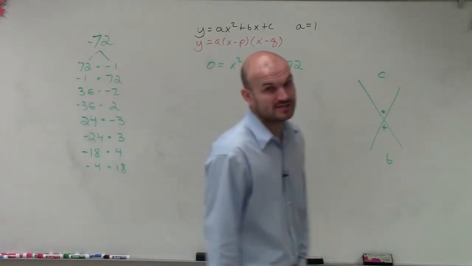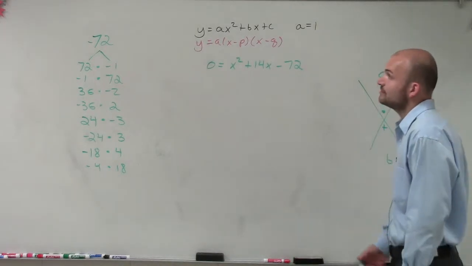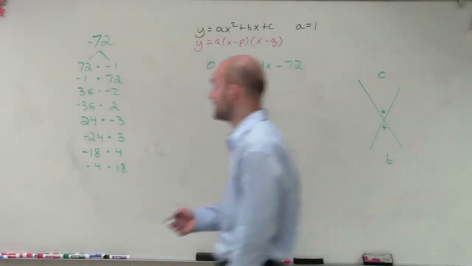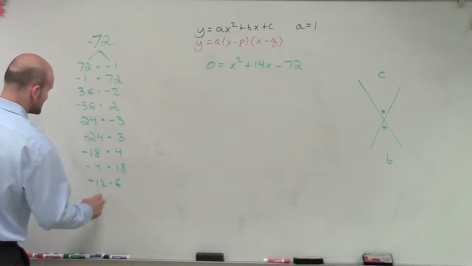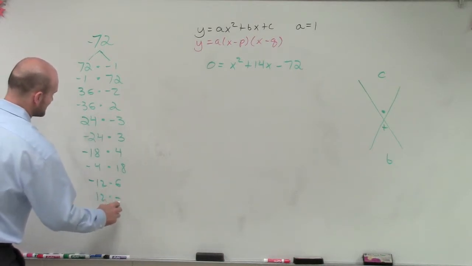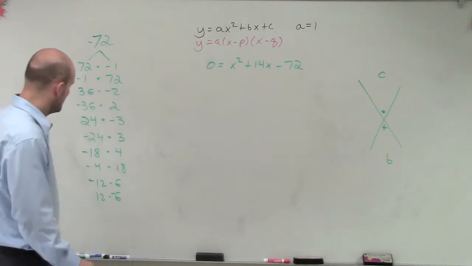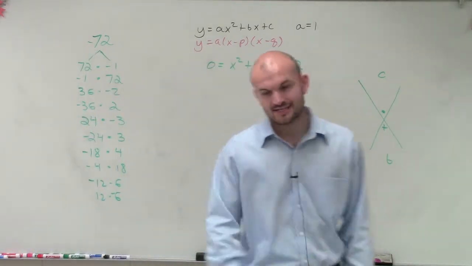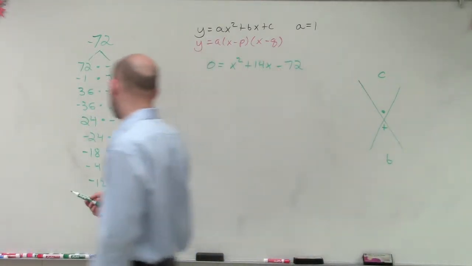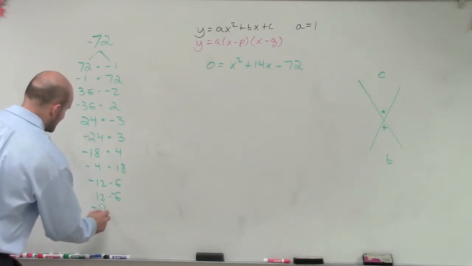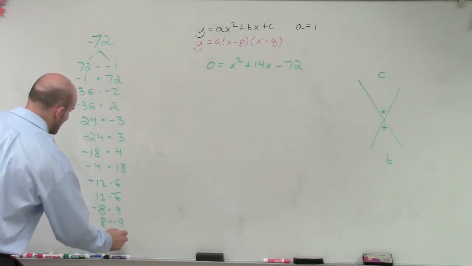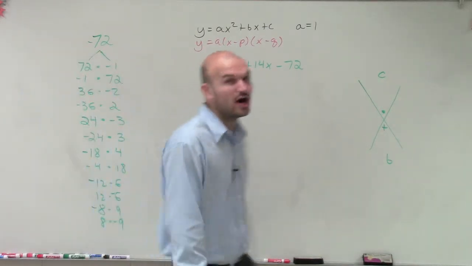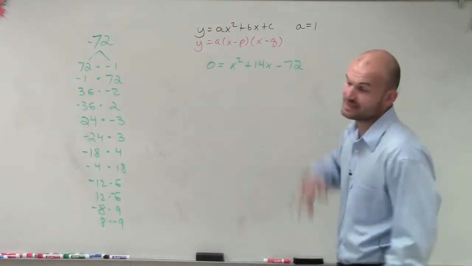5 is not going to go into there. 6 will go into there, though. 6 would go into there 12 times. So you could do negative 12 times 6, and then 12 times negative 6. And then you go 7. 7 does not divide into there. 8 does. So you could do negative 8 times 9, or 8 times negative 9. Now, these are all our factors that multiply to give us negative 72.